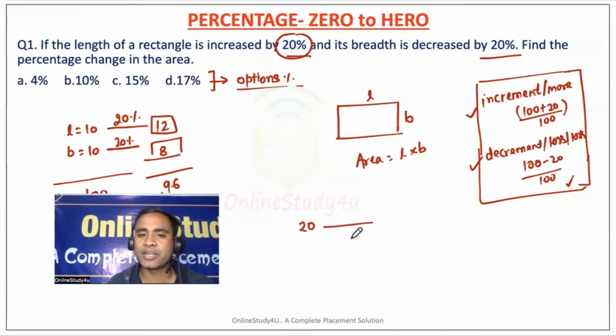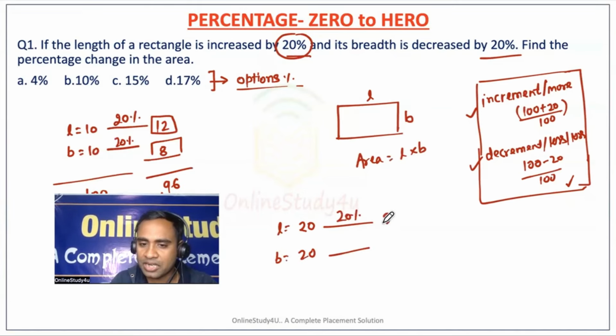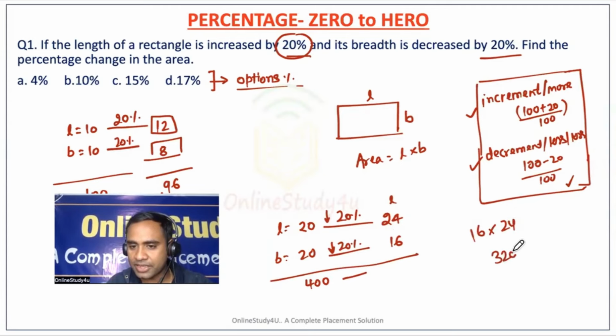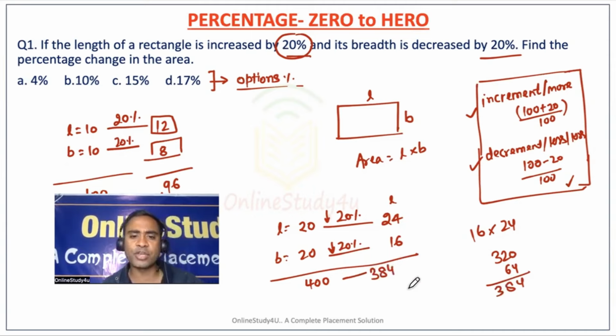Remember, the calculation will start increasing. So I assumed the length 20 and the breadth also 20. Then 20% of 20 is 4. That means the new length will become 24, and for the 20% decrement, 20% of 20 is again 4. So if you reduce 4, it will become 16. So you see the calculation started becoming complicated. 20 into 20 is 400 and 24 into 16 is 384.